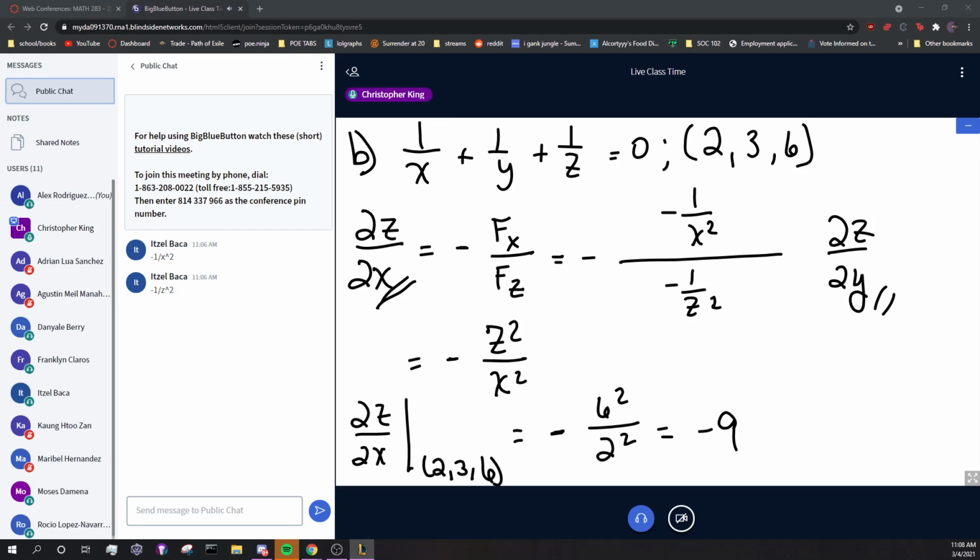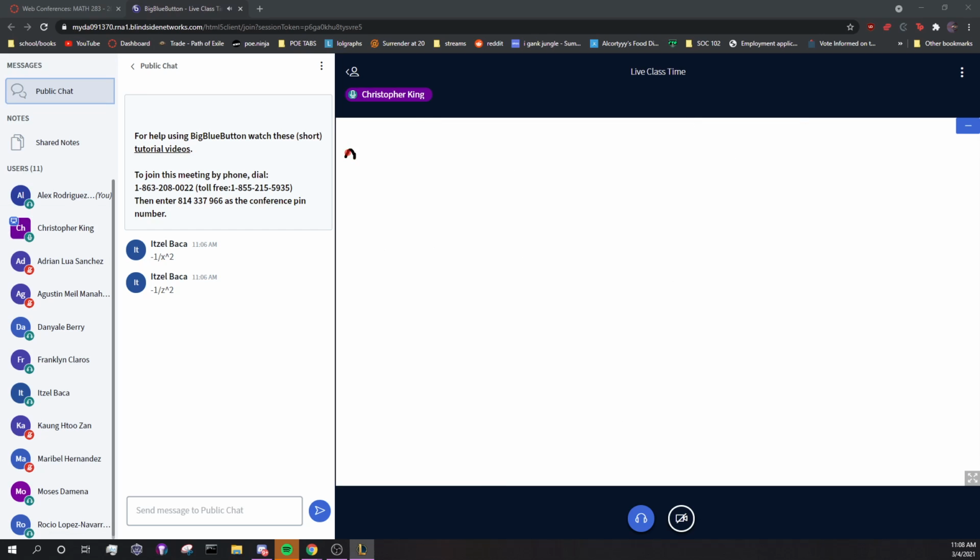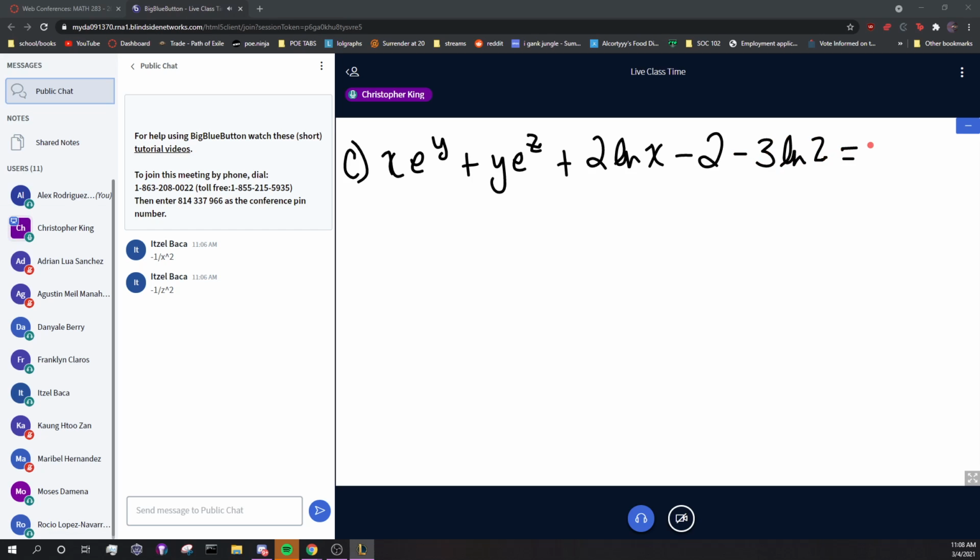All right, now let's look at the last one. For the last example, I have x e to the y plus y e to the z plus 2 natural log of x minus 2 minus 3 natural log of 2 is equal to 0. We are given the point 1 comma natural log of 2 comma natural log of 3.